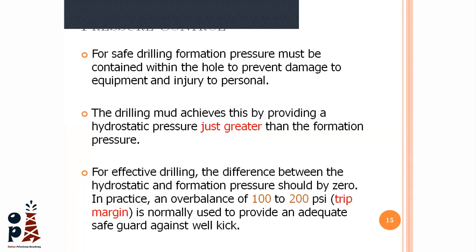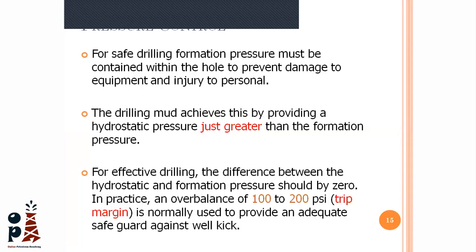What is the meaning of overbalance? Let's say, for example, that we have a formation pressure of 3000 psi. If we use a drilling fluid with a certain mud weight at a certain true vertical depth, so that this fluid gives me 3000 psi, in this case I will say that I am just balancing. The formation pressure is 3000 and the hydrostatic pressure is 3000. Overbalance is to use a mud column with hydrostatic pressure more than the formation pressure. And usually we use this overbalance margin of 100 to 200 psi, which is called trip margin or safe margin.